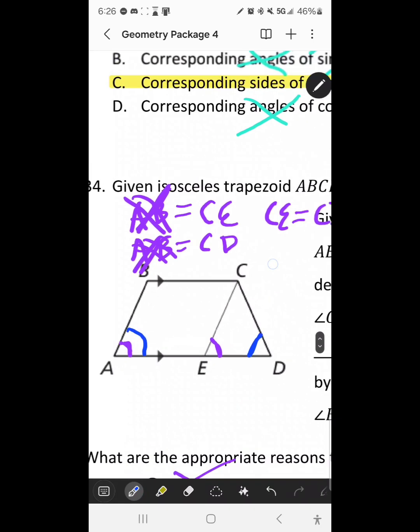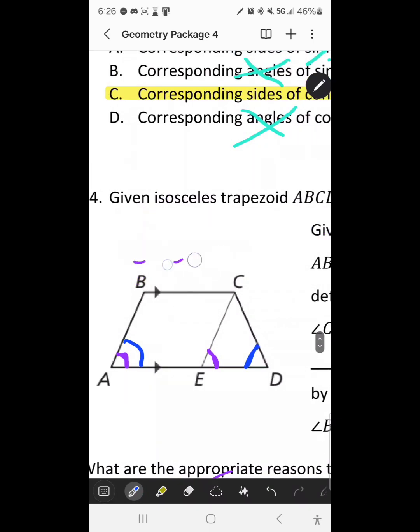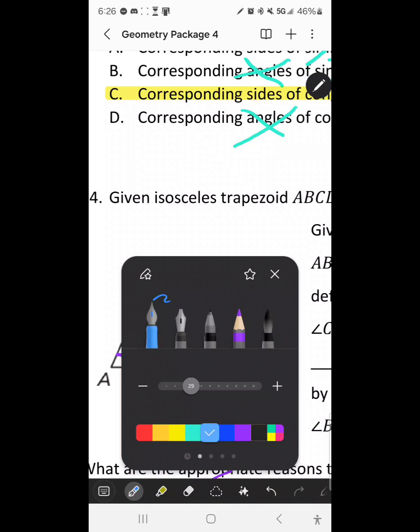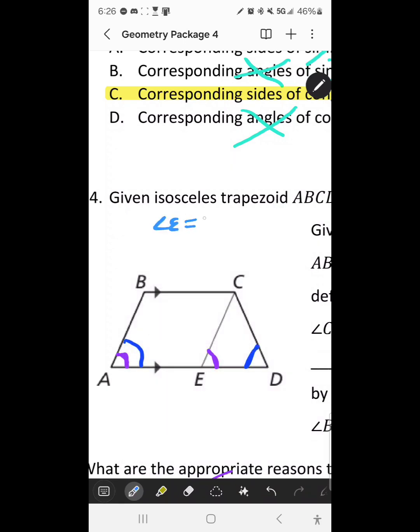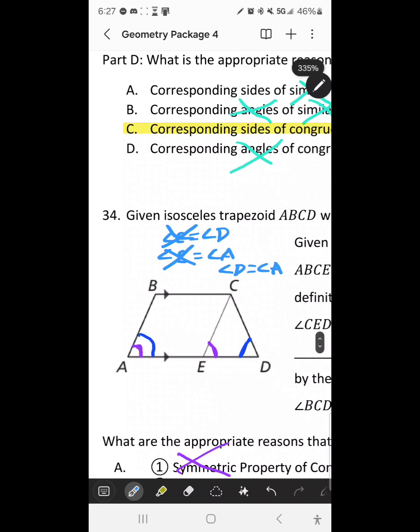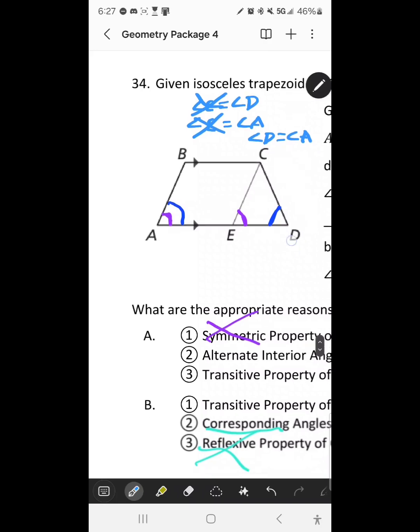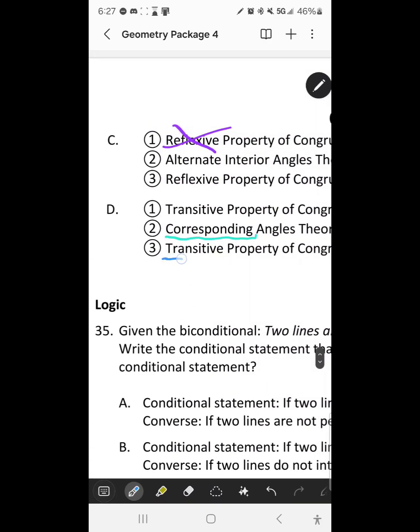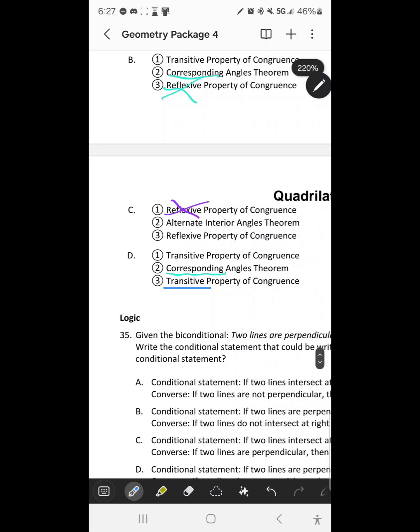So, reading in easier terms, as I said before, I had that angle E was congruent to angle D. Then I had that angle E was equal to angle A. Now, if I cancel out those two, I get that angle D equals angle A. And why is that? That's because of the transitive property. And that's what we have here, transitive property. So D is our answer.